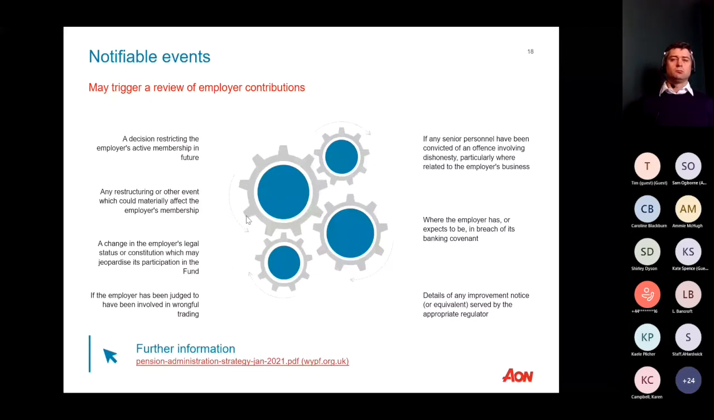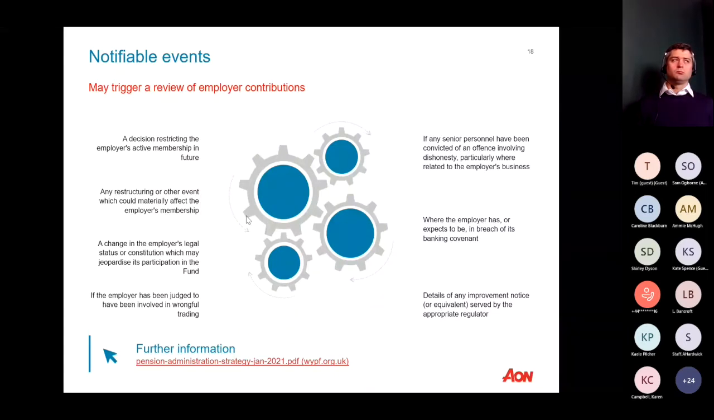There are a number of them, and as you can perhaps see, some of them are related to things like the employer's financial strength, breaching banking covenants, that sort of thing. The two things I think that are likely to be relevant to academies in particular are, firstly, if an employer takes a decision to restrict its active membership in future. Technically, as academies, you should be auto-enrolling all your employees that don't qualify for the Teachers' Pension Scheme into the Local Government Pension Scheme, the West Yorkshire Pension Fund.